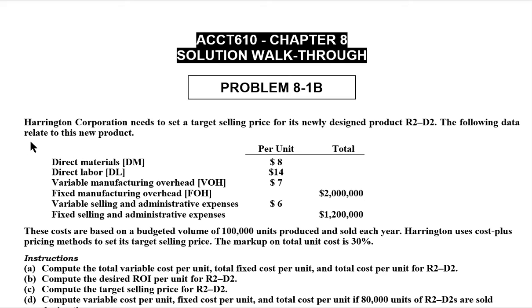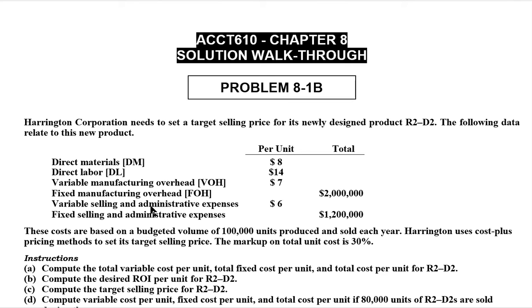In this example from Chapter 8, Harrington Corporation needs to set a target selling price for its newly designed product R2D2, and they provided the following data. They have direct materials, $8 per unit, direct labor, $14 per unit, variable manufacturing overhead, $7 per unit, and you may recall that these numbers would have been derived from the work in process account. We also have fixed manufacturing overhead, $2 million for the year, variable selling and administrative expenses, $6 per unit, and then there's fixed selling and administrative expenses of $1.2 million.